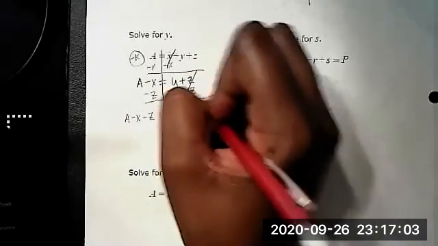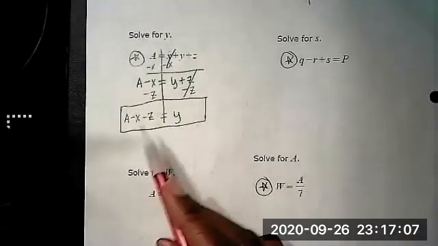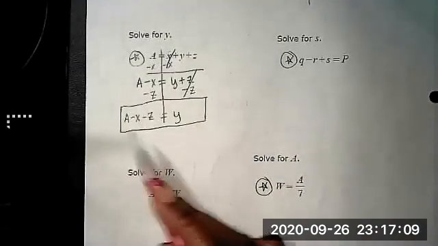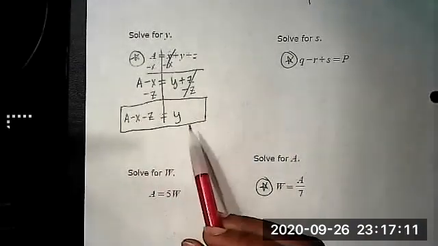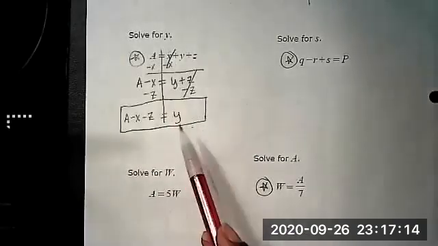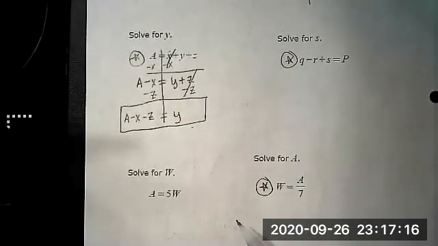When y is alone, you are done. You don't have to do anything else. Okay? You have to leave this ugly thing looking ugly because there's nothing you can do. Once y is by itself, you've done what you're supposed to do. Solve for y. All right?